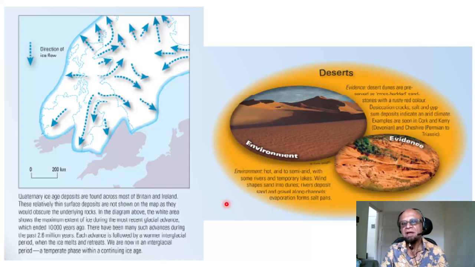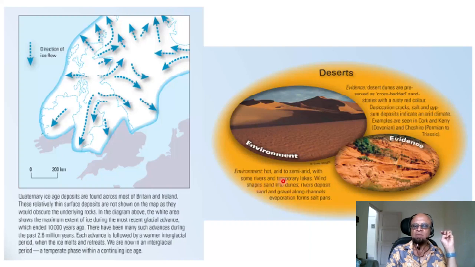So let's look at some more past evidences of deserts. Evidence of desert dunes are present, and you will see it as sandstones with a crusty red color. Desiccation rocks, salt and gypsum deposits indicate an arid climate. Examples are seen in Cork and Kerry from the Devonian period and Cheshire from the Permian to Triassic. I'm using period as a loose word again, you have to be careful. So here is how the environment would look when the desert was present and when it disappeared and became more wet.